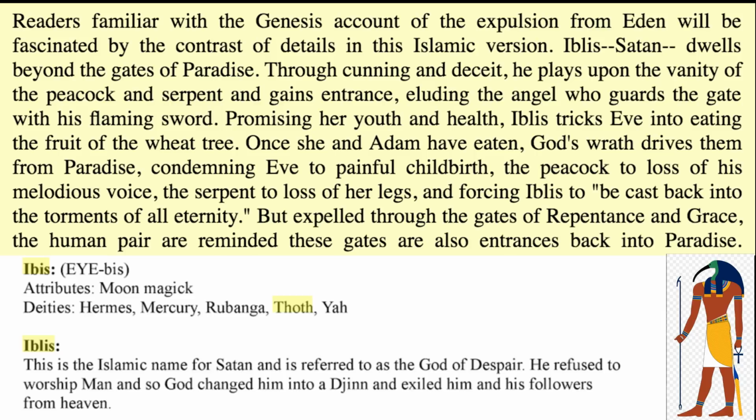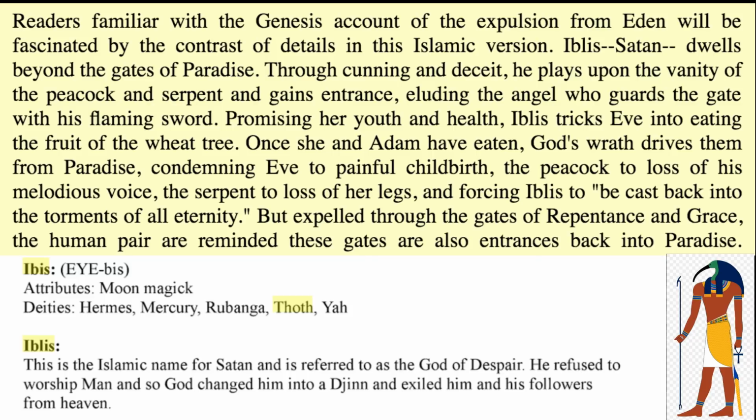Through cunning and deceit, he plays upon the vanity of the peacock and serpent and gains entrance. Again, Satan uses the peacock and the serpent. He's not the serpent. It's separated here. And gains entrance, eluding the angel who guards the gate with his flaming sword. Promising her youth and health, Iblis tricks Eve into eating the fruit of the weed tree. Once she and Adam have eaten, God's wrath drives them from paradise, condemning Eve to painful childbirth, the peacock to loss of his melodious voice, the serpent to loss of her legs, and forcing Iblis to be cast back into the torments of all eternity.